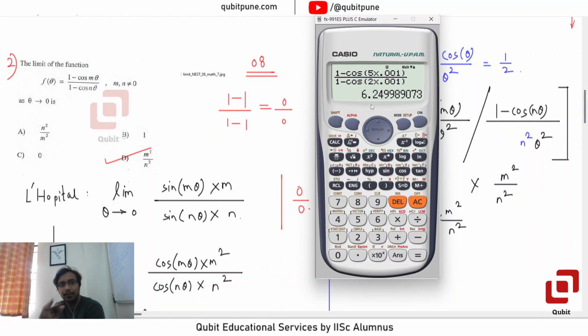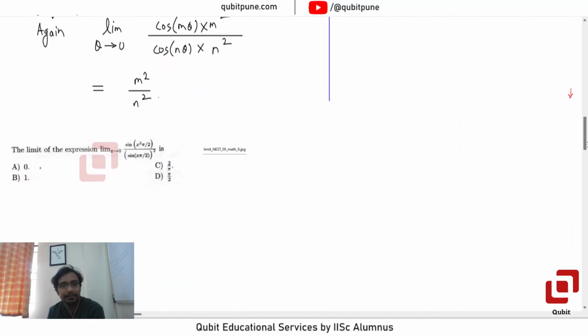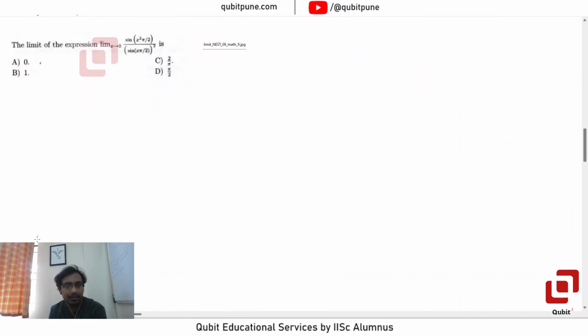So whenever it is a limit problem or whenever limits are involved, always think of using a calculator in whichever mode you have. Okay, cool. Question 2 is done. Let's go to question 3. This is from 2009.